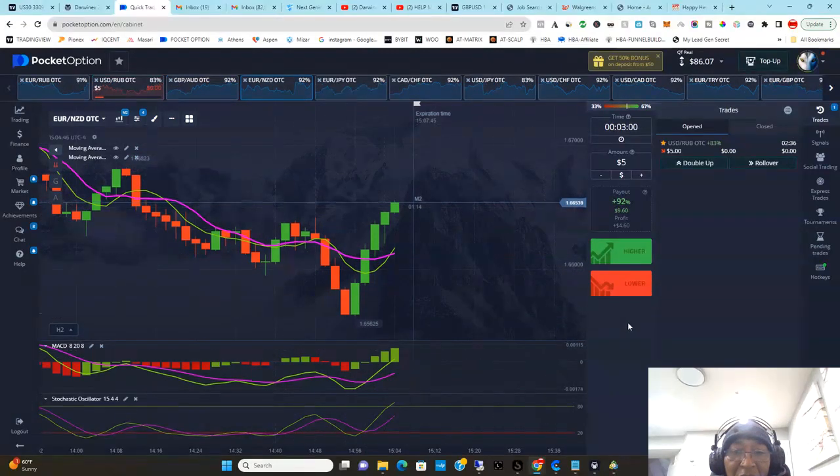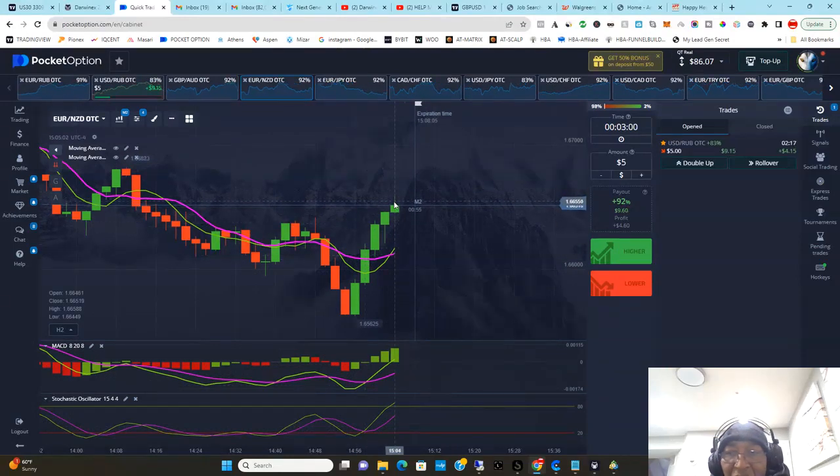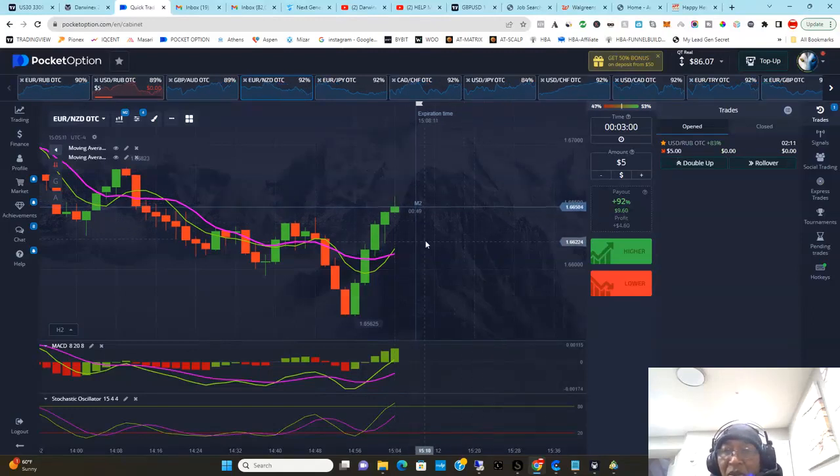Okay, here we go. This one is crossed and it is going up, but it crossed way before we jumped in, you can see. So it is likely to just lose the momentum. Similarly with this one here, it's lost the momentum.